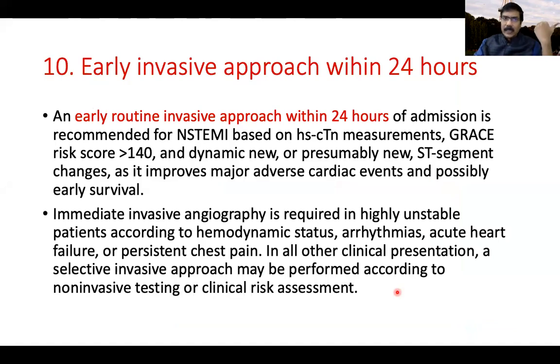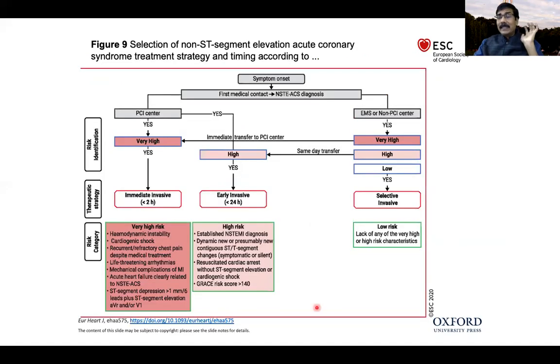There are a lot of guidelines on that. The 10th point I wanted to say is, when do you plan an invasive approach for these patients? Now, we have always seen these 3 scenarios: the very high risk, the high risk, and the low risk patients. Now, the very high risk patients, there is no data. What are these high risk scenarios?